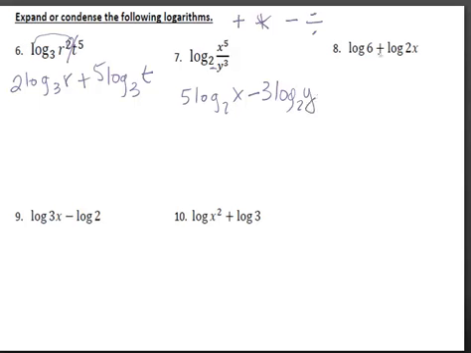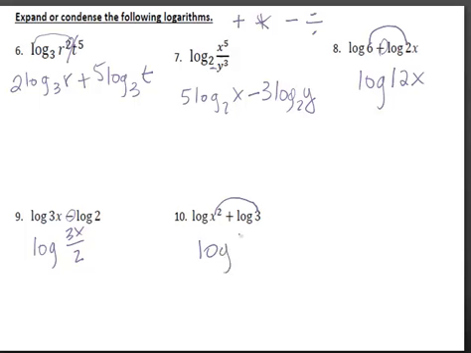Okay? Number 8 is addition, so I'm going to multiply 6 times 2x. So I'm just writing it as 1 log, so it'll be log of 12x. It doesn't have a base because the base is an imaginary 10. On number 9, I'm subtracting, so it's going to be division, so it'll be log 3x over 2, because it's division. Number 10 is multiplication again, so it's going to be log 3x squared. Okay? So hopefully you know how to do that. If not, rewatch what I just did, or go online and research properties of logarithms.